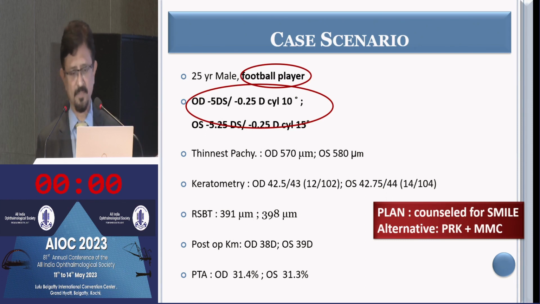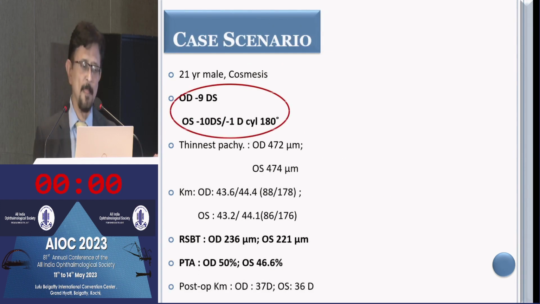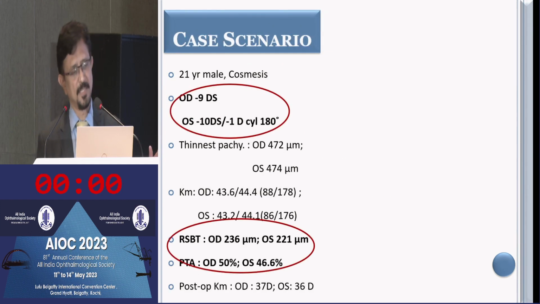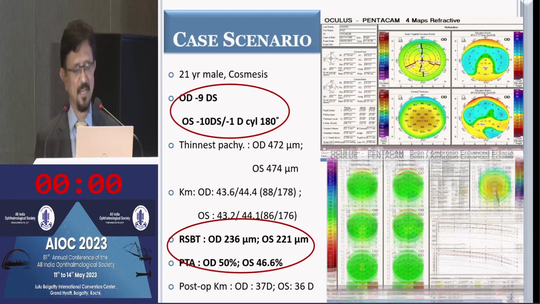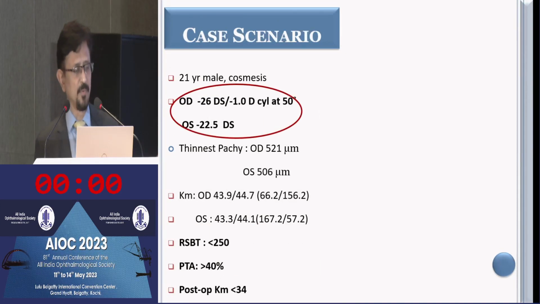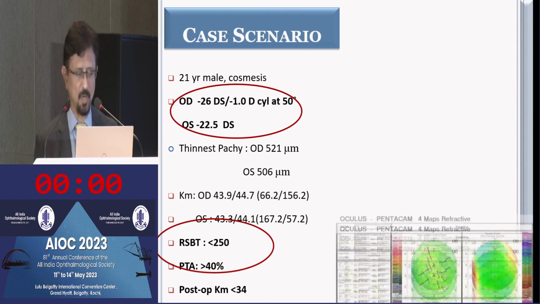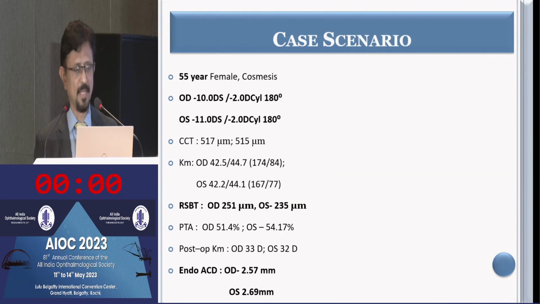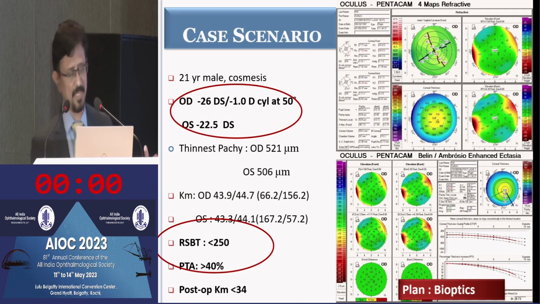Then, of course, alternative is PRK, which can be done with mitomycin C if you don't have the facility of SMILE. And another case scenario, 21-year-old male, -9, -10 diopter sphere, RSBT is 236, 221, PTA is high. Even if the map is fine, you should counsel the patient for phakic implant. A 21-year-old male, very high refractive error, -26 diopters, -22 diopters, RSBT, PTA not within normals. Even if the map is okay, you should counsel the patient for bioptics or the Indian phakic implants, the acrylic ones, they can be customized and they can be implanted.